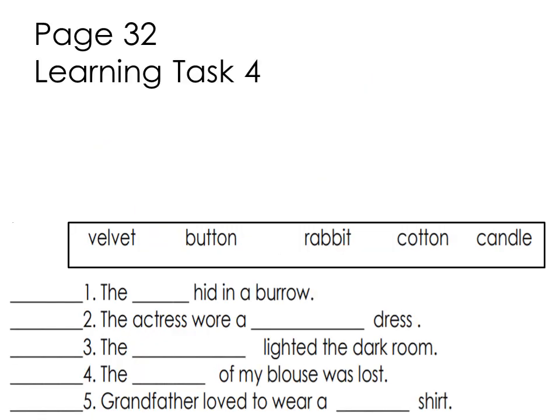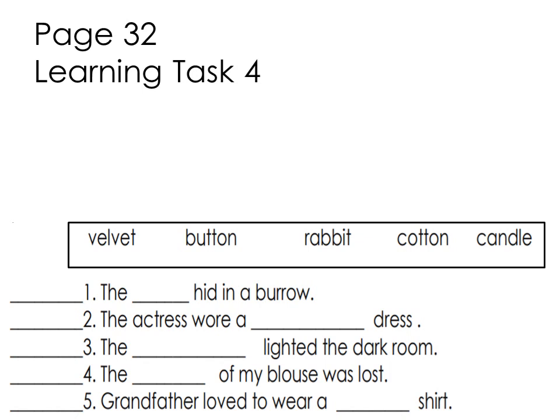So now, let's do this in your notebook and let's answer page 32, learning task 4. Just copy page 32, learning task 4 in your notebook and write 1, 2, 3, 4, 5. Answers only. The choices are inside the box. So the choices are velvet, button, rabbit, cotton, and candle.